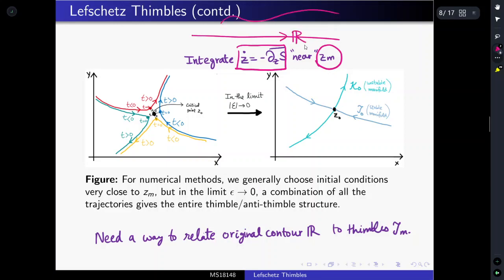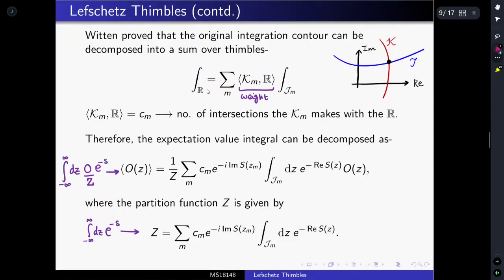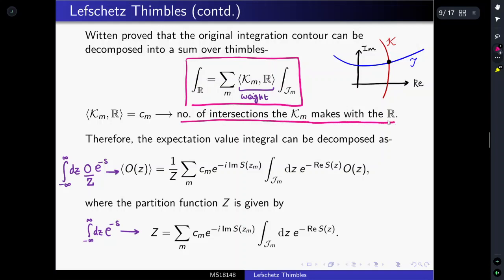to these thimbles? So what Witten proved was that the original integration contour can be decomposed in the following way. We can break the integration contour as a sum over the thimbles with a weight, and this weight here is the number of intersections that the anti-thimble makes with the real line. The anti-thimble is the steepest ascent contour. So let's say we have a structure like this, then the red line here is the anti-thimble and it intersects exactly once with the real axis. So this has c equal to 1, and this thimble would have a weight of 1 here.